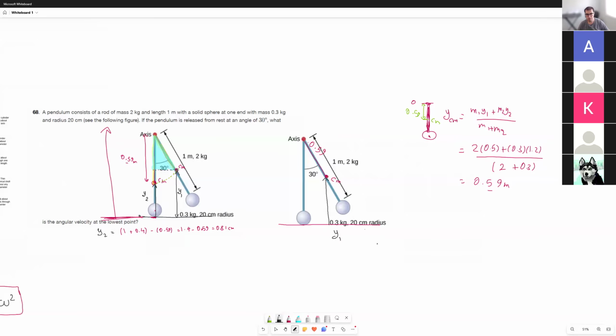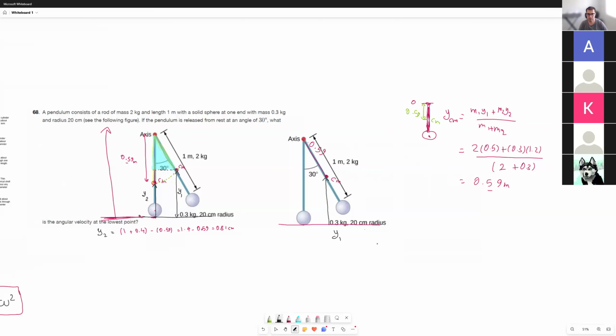So I have a question. Why are we looking for the center of mass for these two positions? Why are we looking at the center of mass? Can someone answer Anthony's question? Why are we looking at the center of mass?